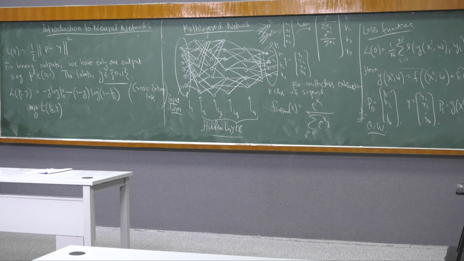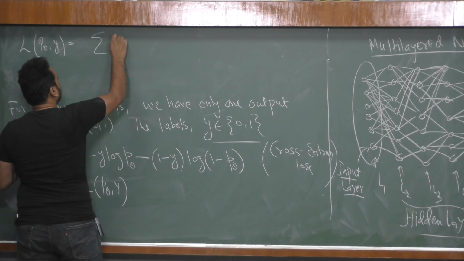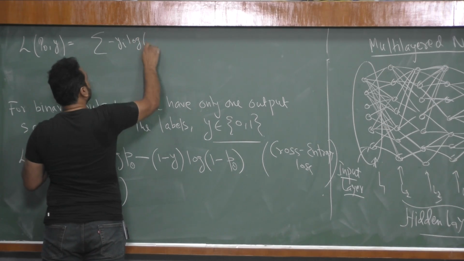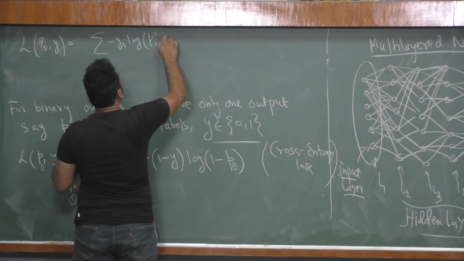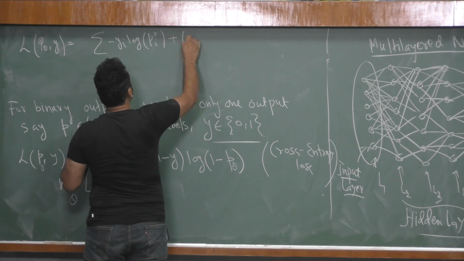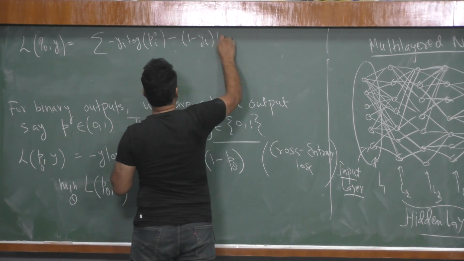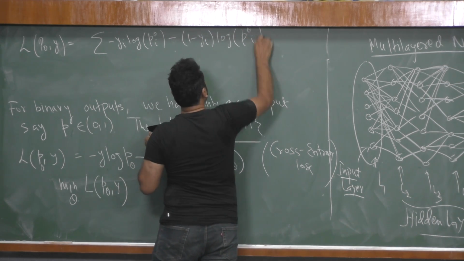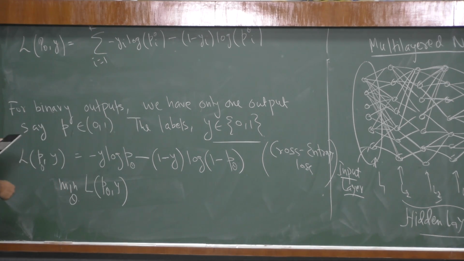So if I have to write it down, the loss function L of p theta, y will be the sum of minus yi log of p theta i, plus minus 1 minus yi log of 1 minus p theta i. So basically I have i equals 1 to the number of classes, let us say k, and this becomes the loss function for the multi-class classification problem we have.